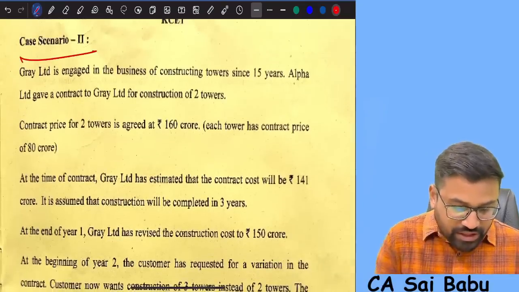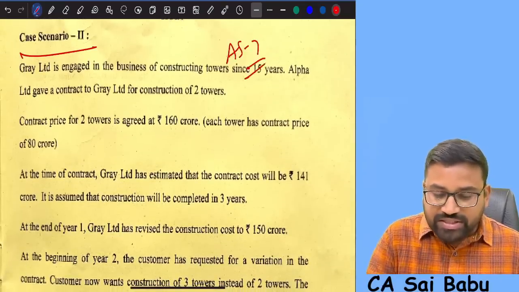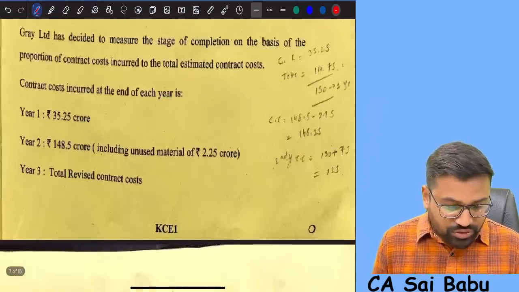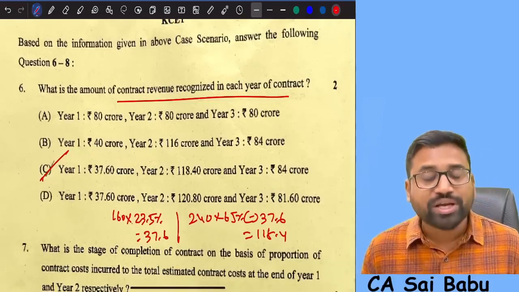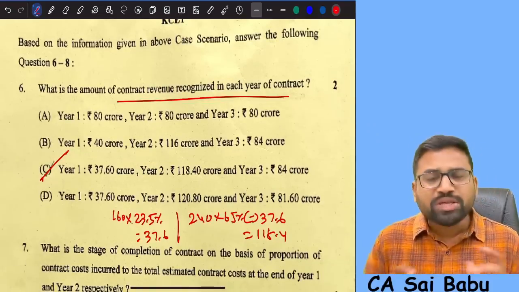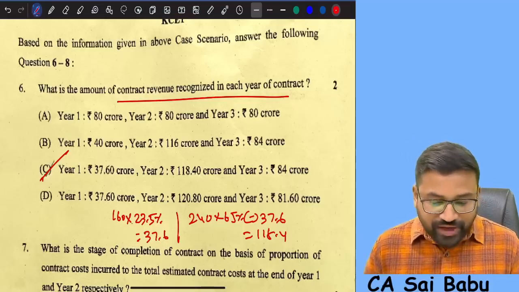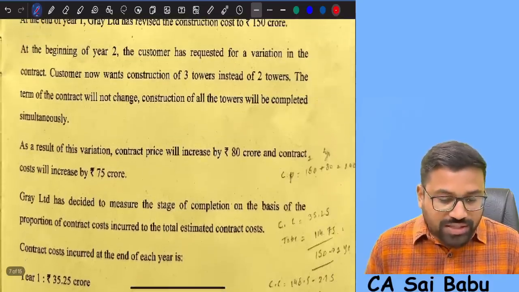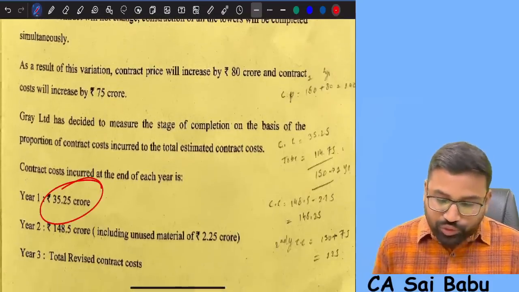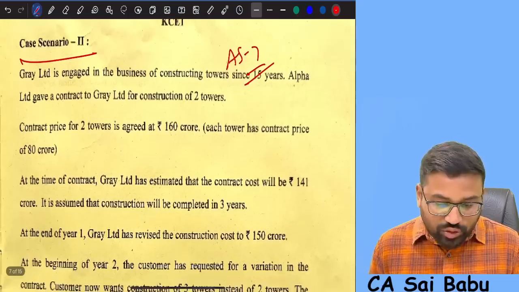Next, case scenario 2. See, this question is relating to Accounting Standard 7, construction contracts. Now in this question, what are the questions? First question they are asking, what is the amount of contract revenue to be recognized in each year? How much contract revenue recognized? Based on the percentage of completion. First find out the percentage of completion. How to find out percentage of completion? What is the cost incurred till date? 35.25 divided by what is the total cost? At the end of the first year, the total cost.